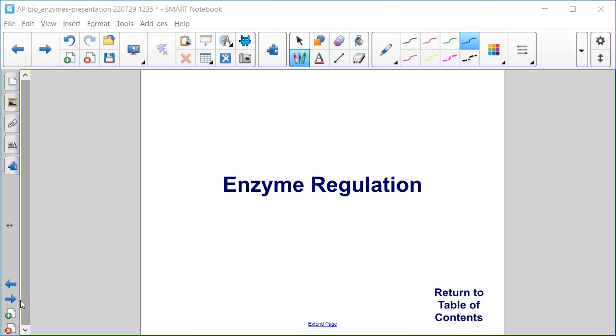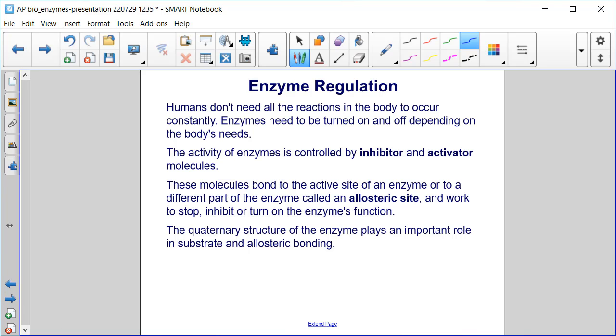Enzyme regulation. Humans don't need all the reactions in the body to occur constantly. Enzymes need to be turned on and off depending on the body's needs. The activity of enzymes is controlled by inhibitor and activator molecules.